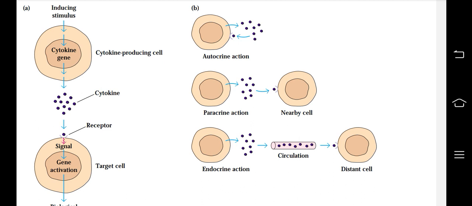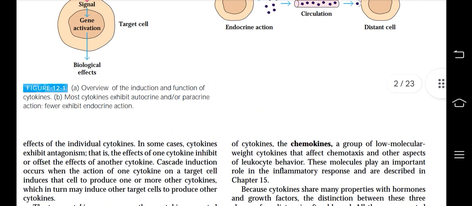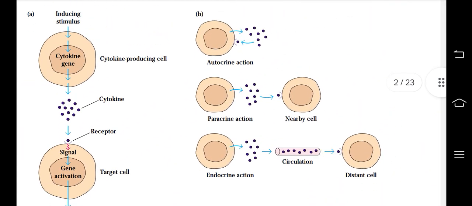Then endocrine action, some source cells or organ produce these cytokines. Then with the help of blood or lymph, they travel into distant places. So distant cells act as a receptor. Okay. So these are some mechanisms with the help of pictorial depiction. So if you are undertaking a written examination, I prefer to draw these pictures. Okay.